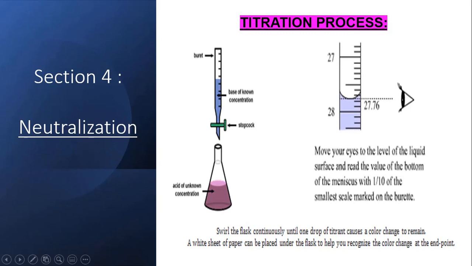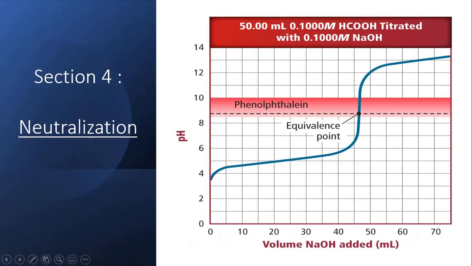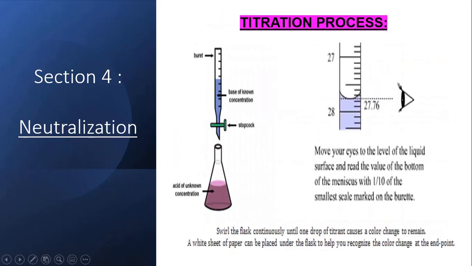So move your eyes to the level of the liquid surface and read the value of the bottom of the meniscus. This is called meniscus, with 1/10 of the smallest scales. These are 1 to 10 scaled from 0 to 10. We have 10 dots. Okay, actually 9. So the smallest scale marked on the burette was here. You start from this until you reach here. You see how much did you read.